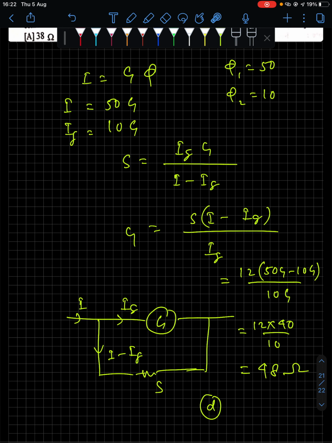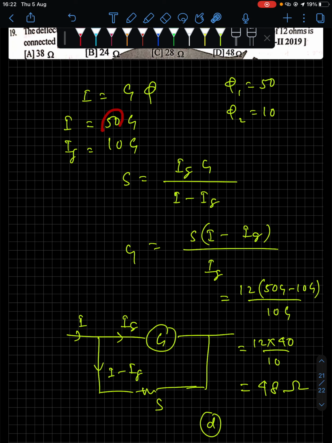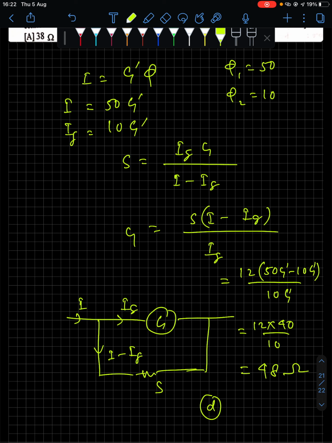Okay, now in some cases, you can also do it directly. Like you can show the current to be 50 and Ig to be 10. You can omit this G and do the calculation. Rather, we should do one thing. Let's denote this galvanometer constant as G prime, otherwise it will create a confusion with the galvanometer resistance. In fact, you can do the entire sum without G, that should not be a concern.